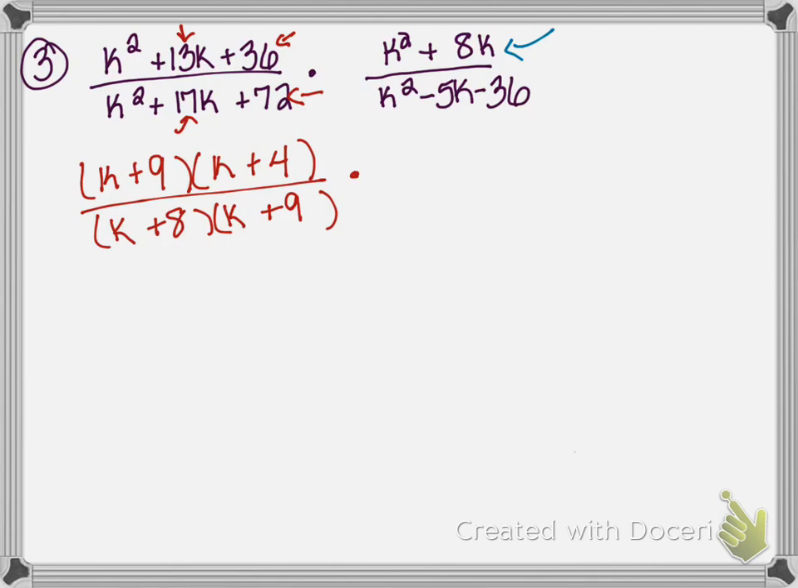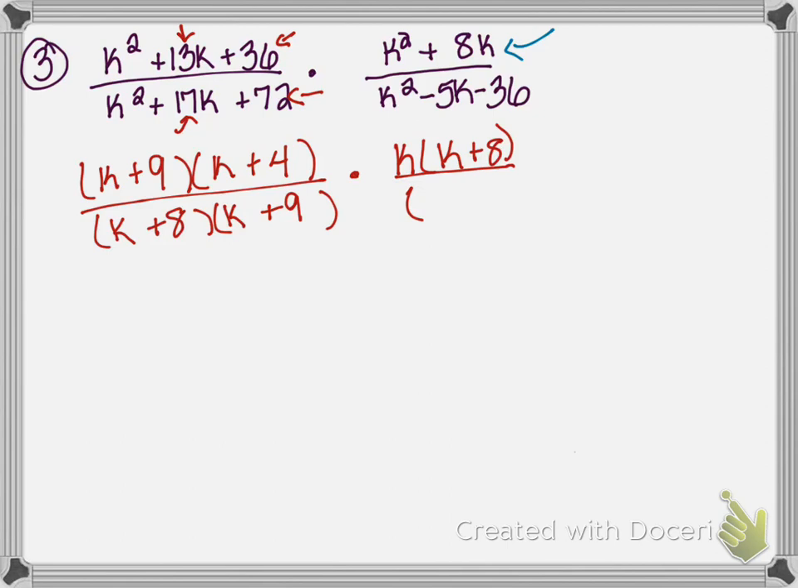Okay, now, for our second numerator, I have a GCF. I have something I can take out of both of those. So I'm going to pull out that GCF. It's going to be k and k plus 8.